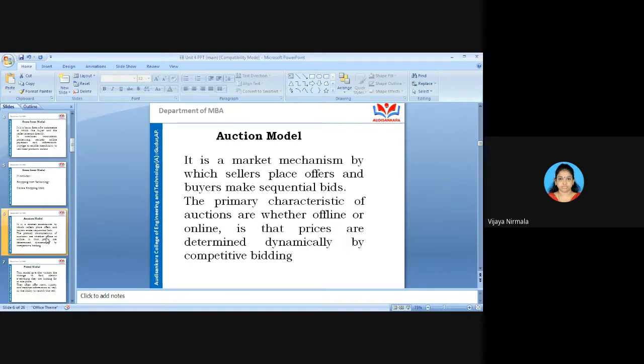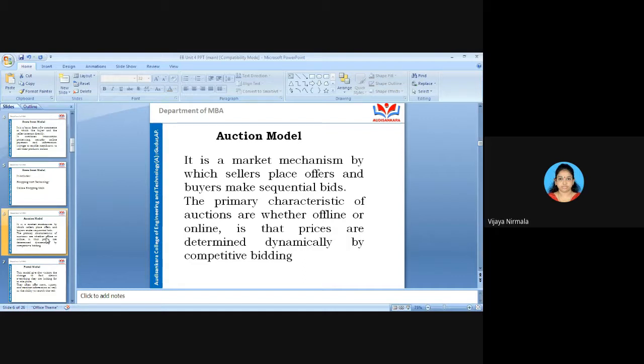Auctions can expedite the disposal of items which need liquidation or a quick sale. For this, the internet provides an efficient infrastructure for executing electronic auctions.